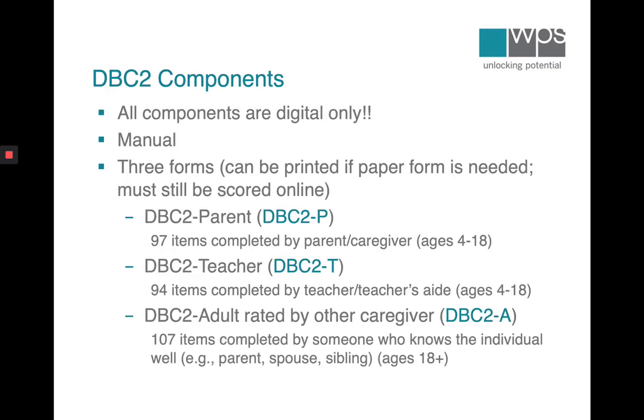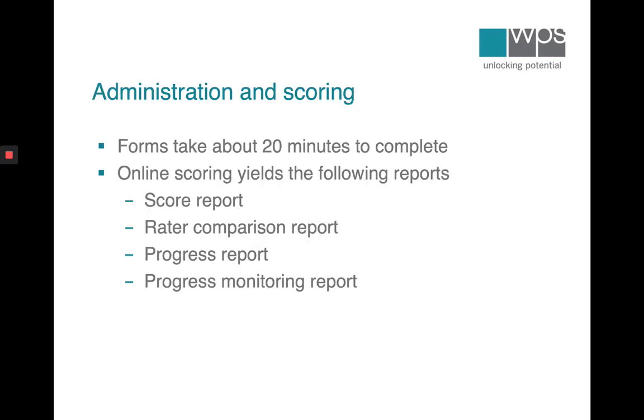All the components of the DBC2 are digital. Now, when we say all products are digital, you can still go online to the online evaluation system and print out a paper form if necessary should the situation arise. The DBC2 comes in a parent and teacher rating scale form, and then also there's an adult form for those of you that work with the 18 plus population.